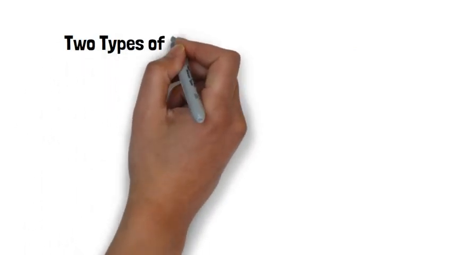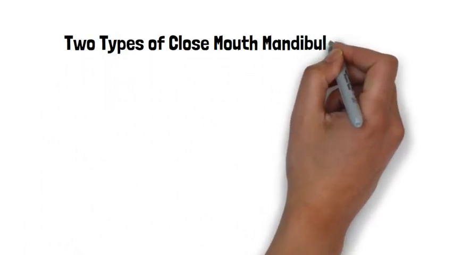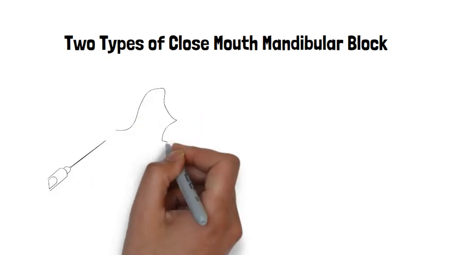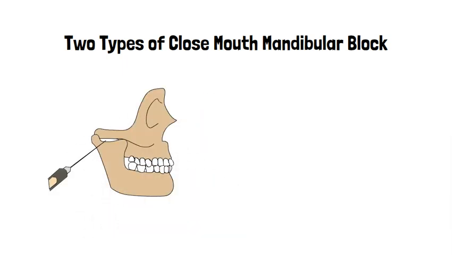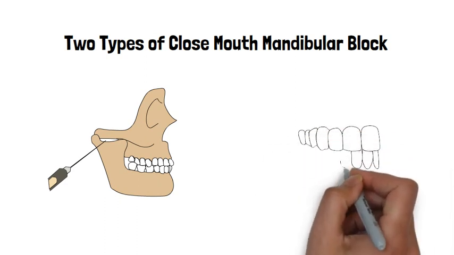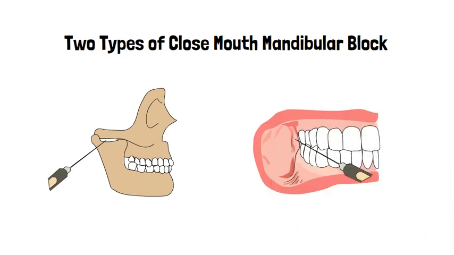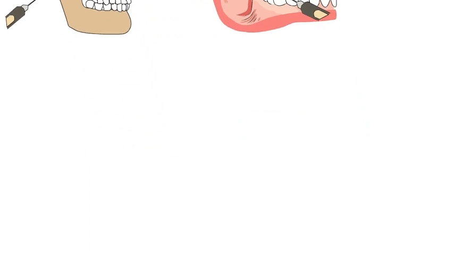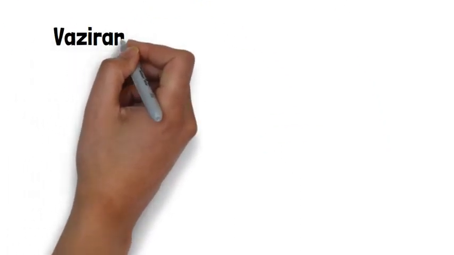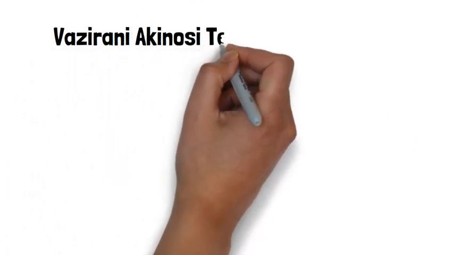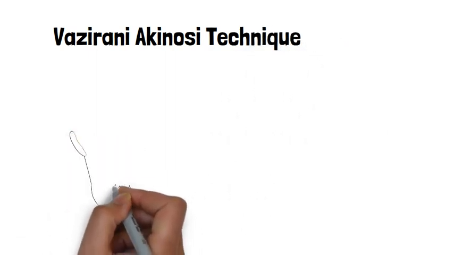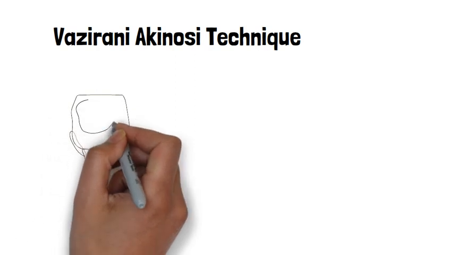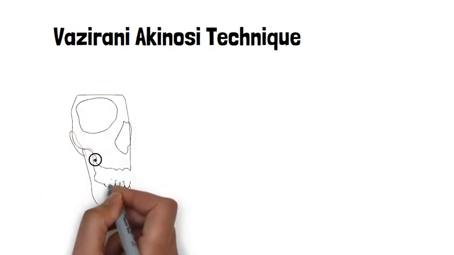There are two types of closed mouth mandibular block. Number one is the extraoral approach through the sigmoid notch, and number two is the intraoral approach, which is called the Vazirani-Akinosi technique. And we will be discussing the intraoral approach, which is the Vazirani-Akinosi technique. The Vazirani-Akinosi technique is a closed mouth mandibular block through an intraoral approach.